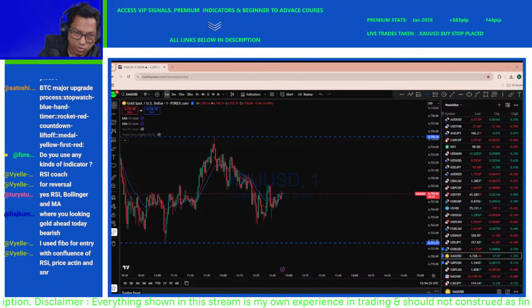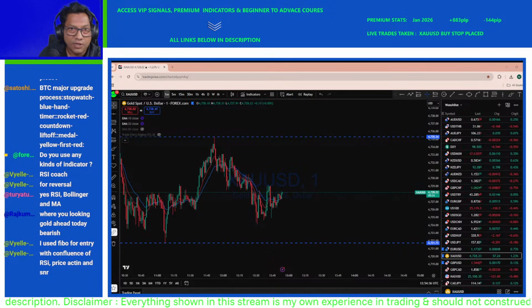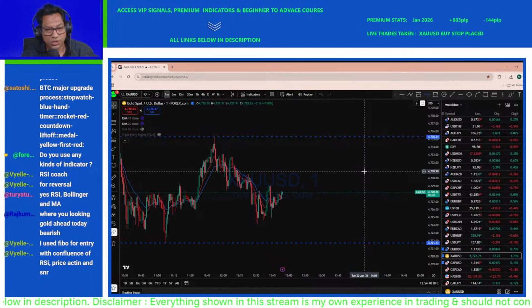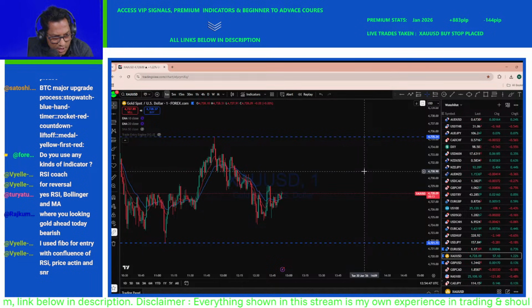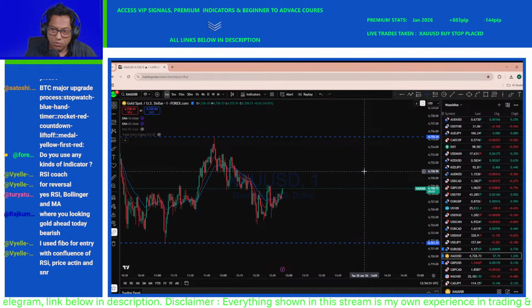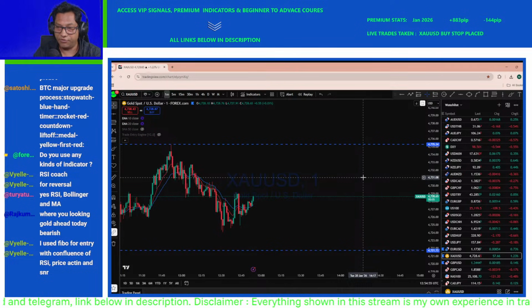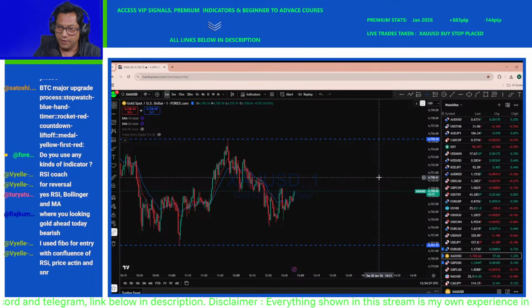I'm prepared with the lot size calculator, which is also very important, guys. If you are opening a trade, make sure you use a specific lot size calculator, or you calculate the lot size using any external app, so that you are not over-risking on a single trade, which is very important to look at.